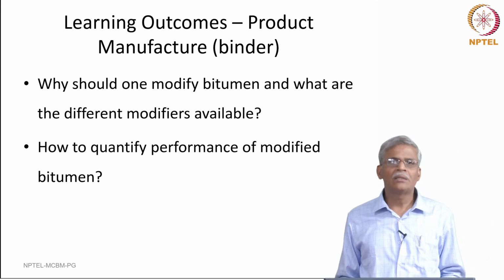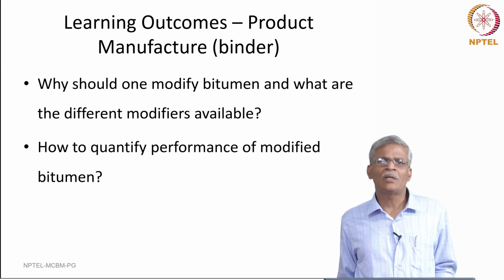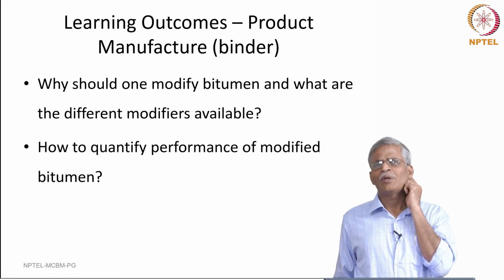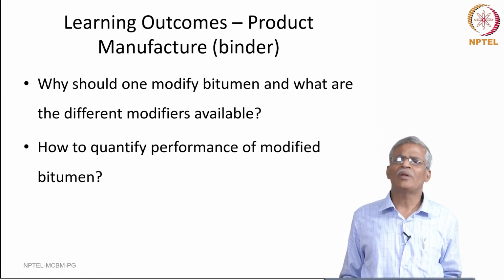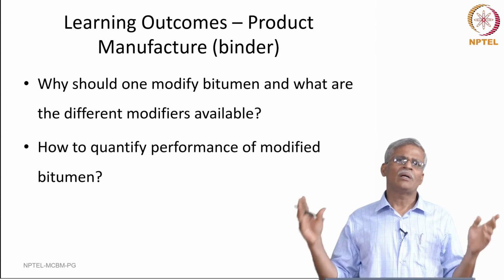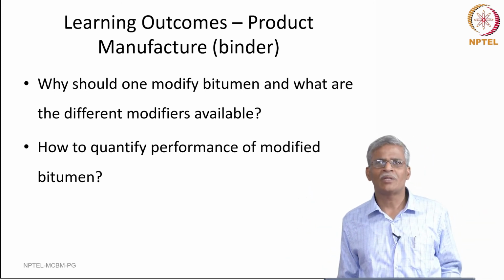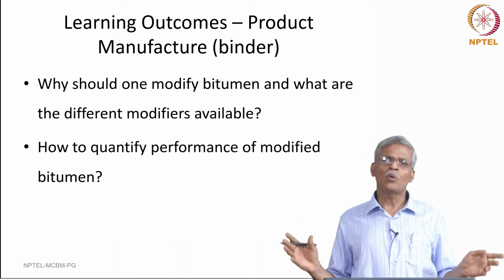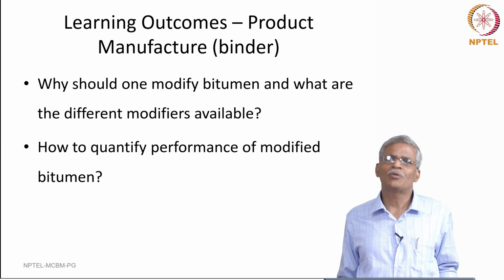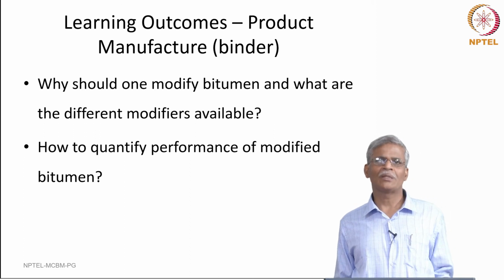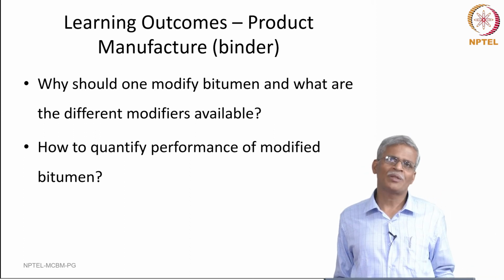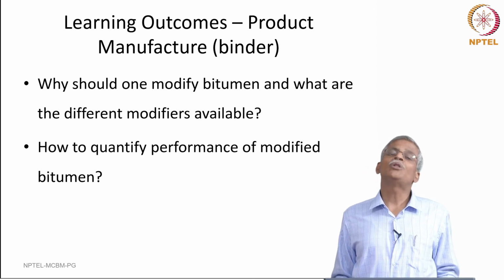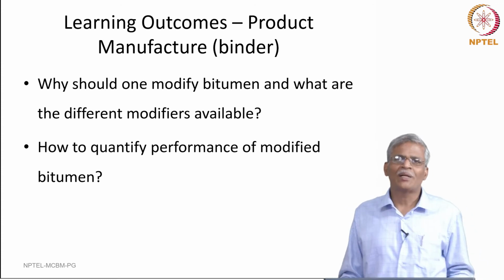The third learning outcome is, everybody knows that the existing unmodified binder that we use is not really very good in terms of the high temperatures that we see in this country, as well as the low speed and the overloading that you see there. So, most of us would prefer to use modified binders. So, why should one modify the bitumen? What are the different types of modifiers that are available? How do these modifiers actually interact with bitumen?